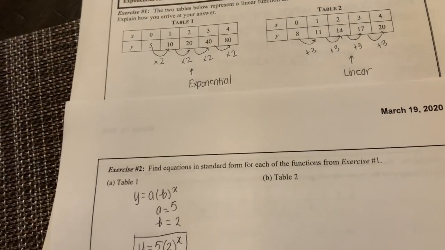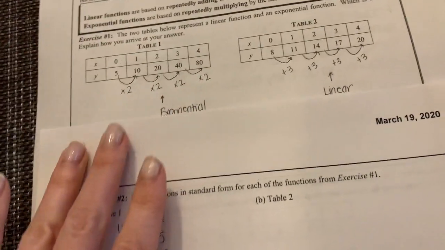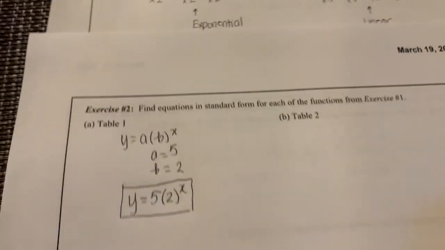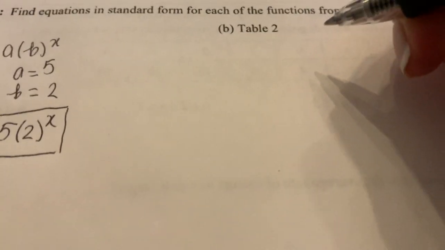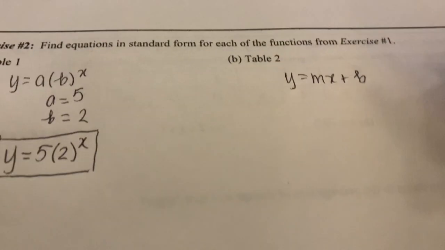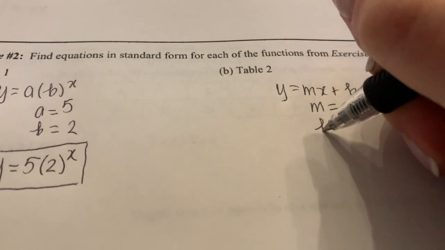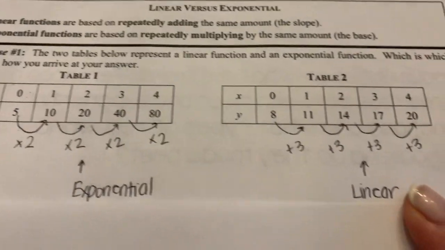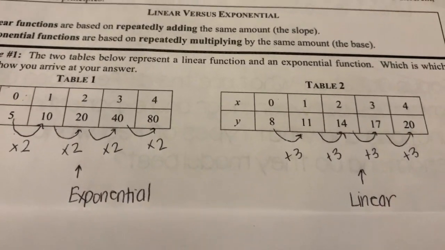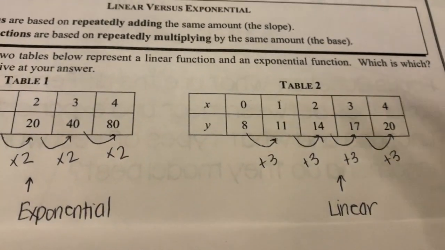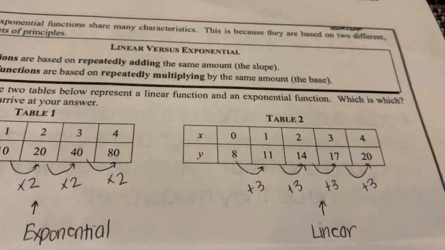Okay? All right, now let's go to the second table and write the equation for this one. This is a linear equation, function. So we are going to use y equals mx plus b. Okay, so m is our slope and b is our y-intercept. Our y-intercept, as you can see, is where we start. Remember, b is where you begin. And the y-intercept is always where x is 0. So that's 8. So our y-intercept, or our b, is 8.